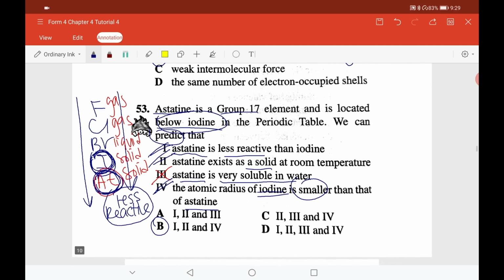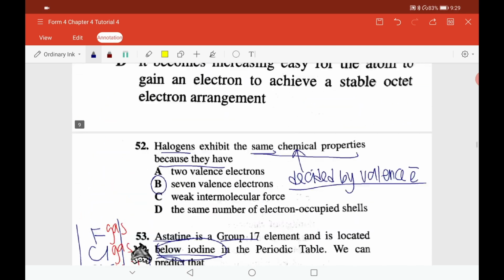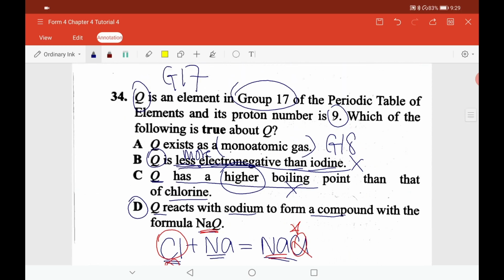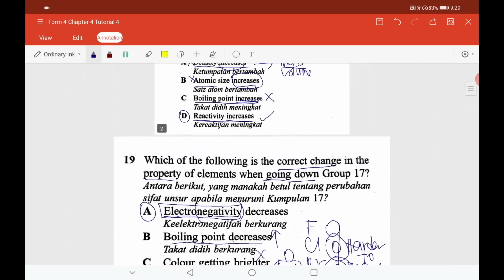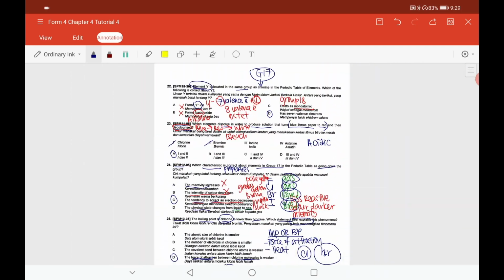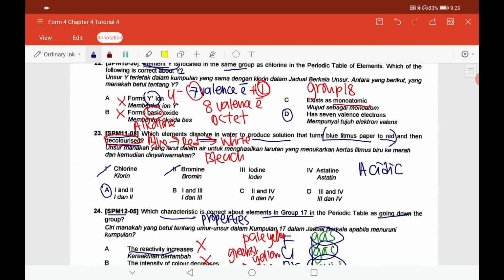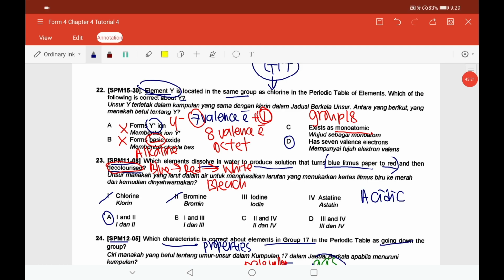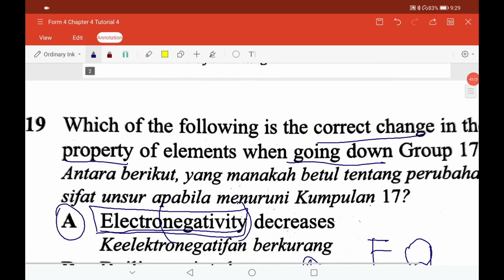Alright, so this is how it works. So these are all the objective questions. I hope you can understand how we solve all the objective questions. We must really understand the concept, the pattern in your group 17, and how the question can be tested for your group 17.